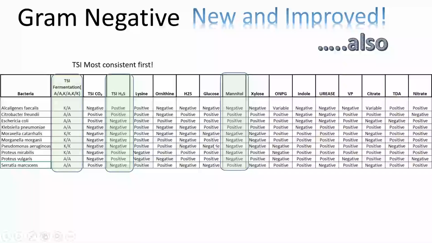Other important things. If you look at the sugars here, you'll see your oxidative organisms, the ones that can't ferment, are going to be negative all the way across for these sugars. So you can see Alcaligenes, negative for glucose, mannose, xylose. Sometimes it shows up a little weird on the ONPG. Don't worry about that too much. Moraxella, negative, negative, negative, negative. Pseudomonas aeruginosa, negative, negative, negative, negative. Easy test.